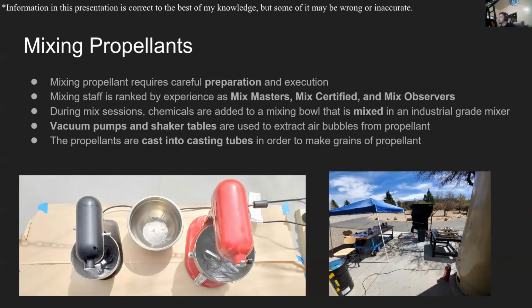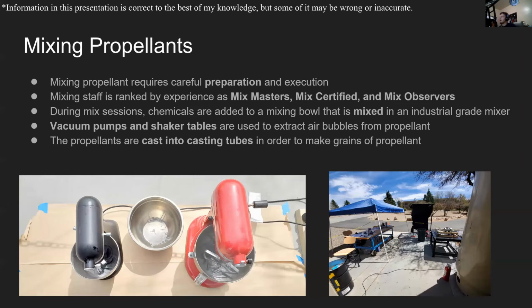And then during mix sessions, we add chemicals into the mixing bowl about maybe every half hour or so, depending upon the step that we're adding chemicals to. And we use industrial grade mixers for it. Another important thing to note when mixing propellant is you want a mixer that can be on for long mix times, because the mixer can be on for up to an hour, possibly even more, when mixing propellant. So you want a mixer that's not going to overheat or burn out when you're mixing propellant, because that would be very bad.